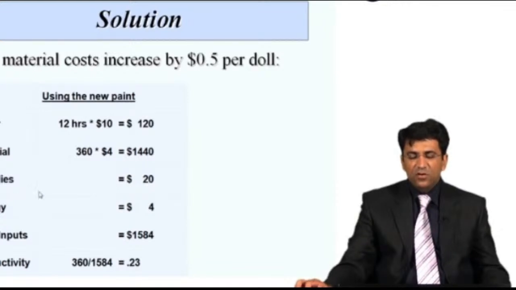Then supplies cost again will remain same, that is $20. Energy cost will remain same, and now the input cost is equal to $1584, and the productivity in this particular case will be equal to, again, output over total input is equal to 0.23. So in this way, students, we can extract the particular information in order to solve the particular problems and in order to measure the productivity in the organizational settings.